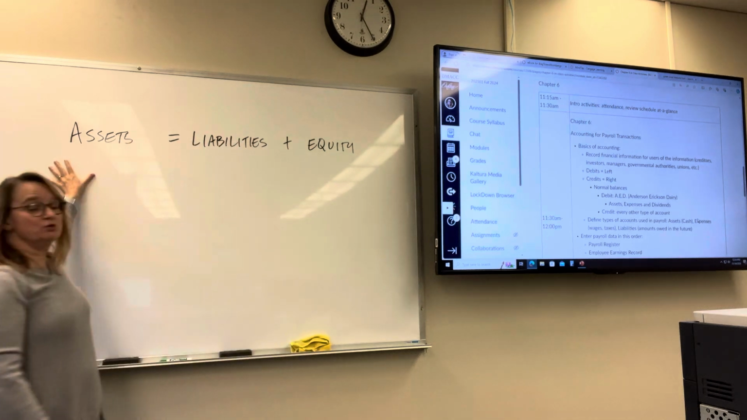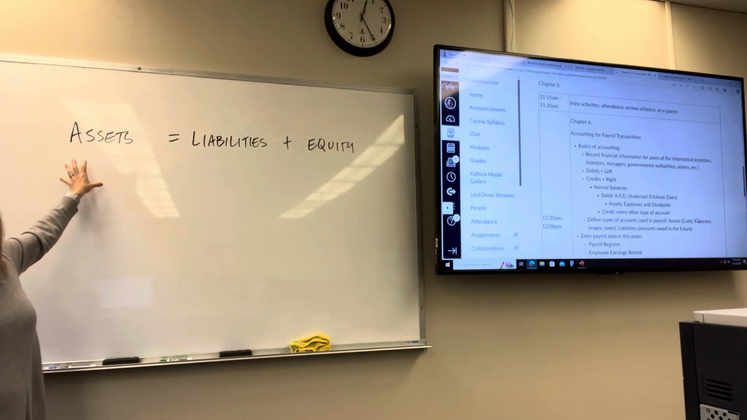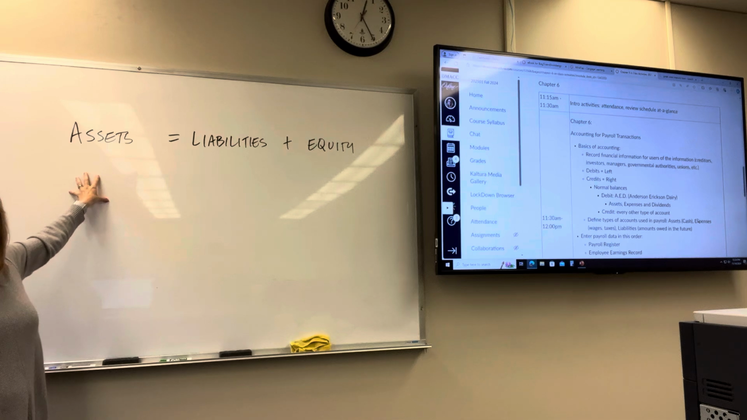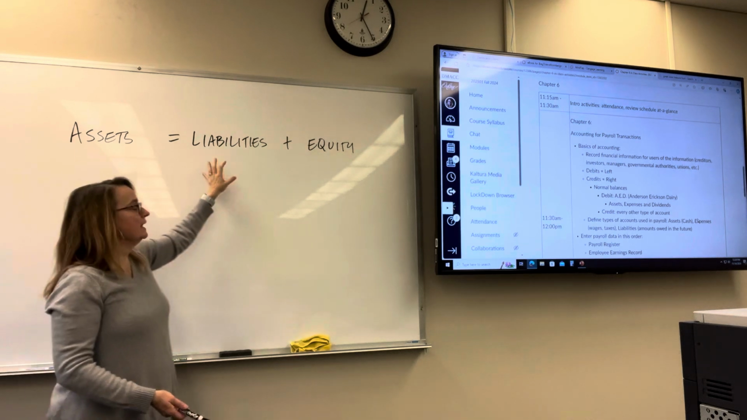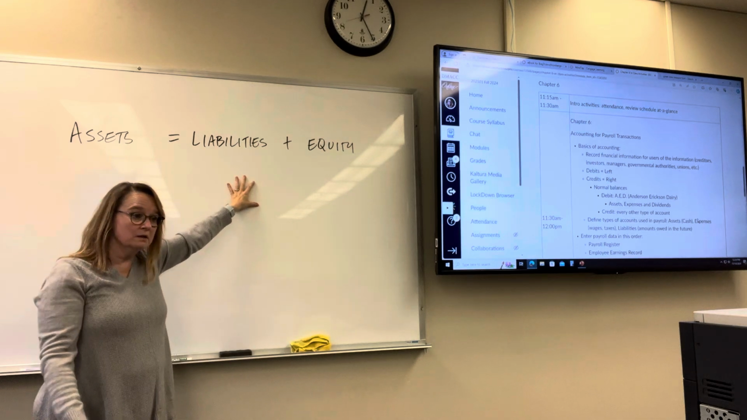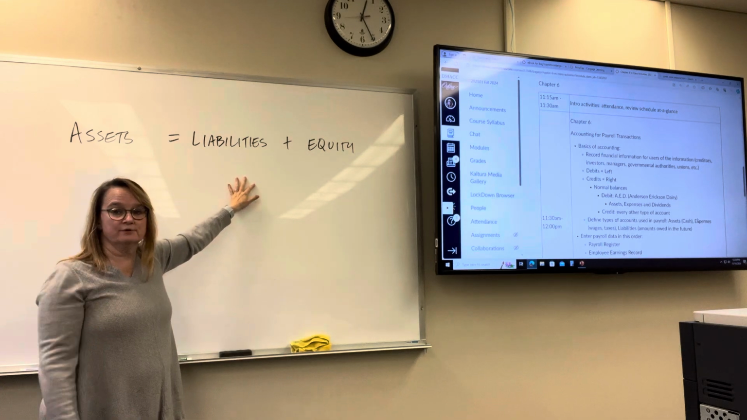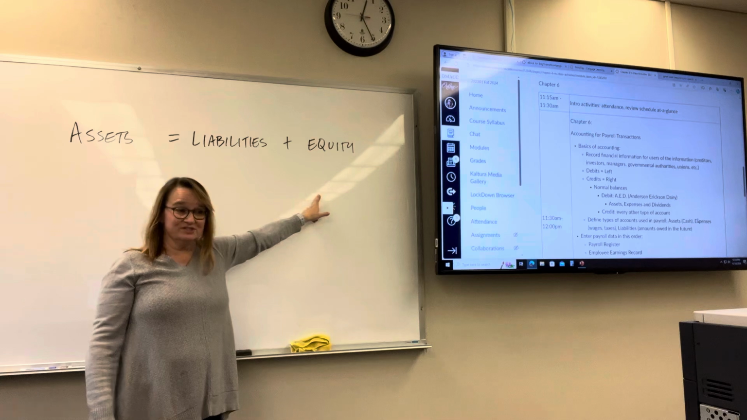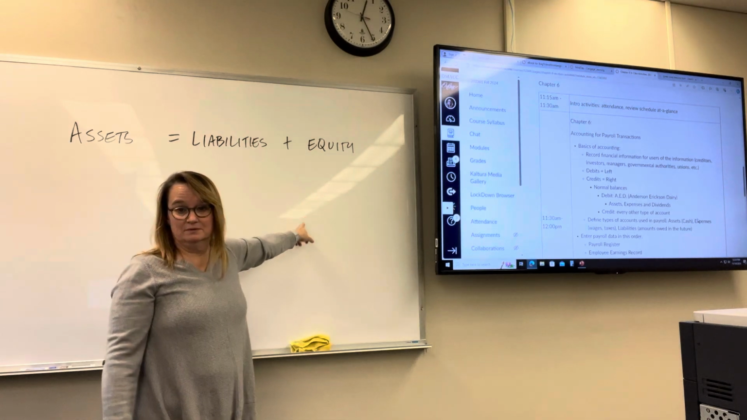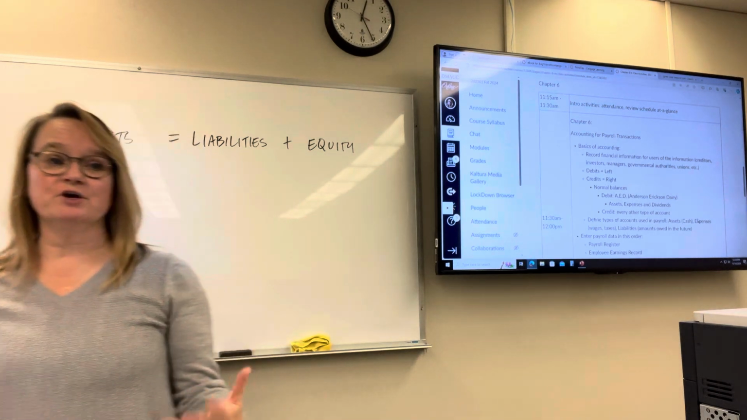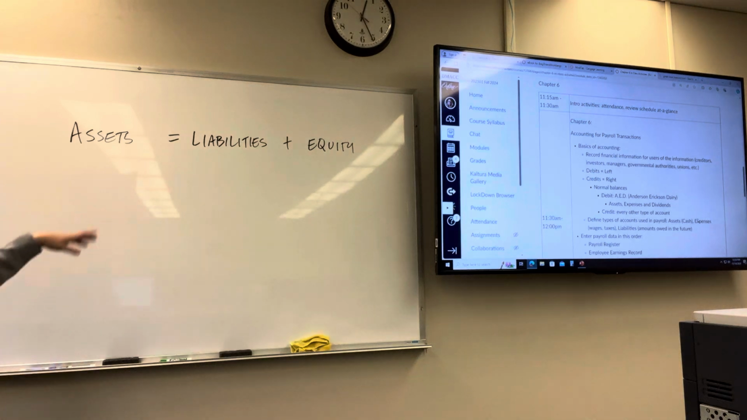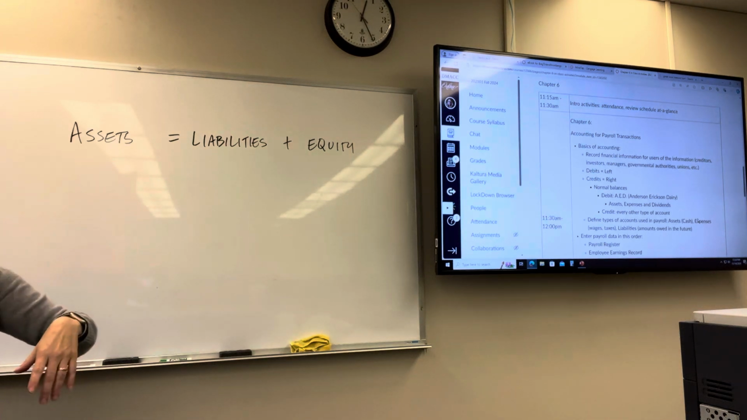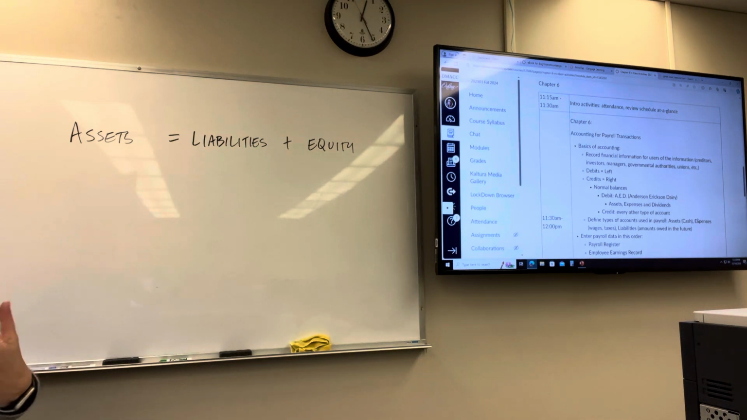Assets are things that you own that will help generate income at some point in the future, if you think of it from a business perspective. Liabilities are things that you owe, amounts that you owe to others. Equity is essentially just the difference between those two, right? It's whatever you have left over after you subtract your liabilities from your assets. Hopefully you've got something left over, right? If not, you've got some problems.